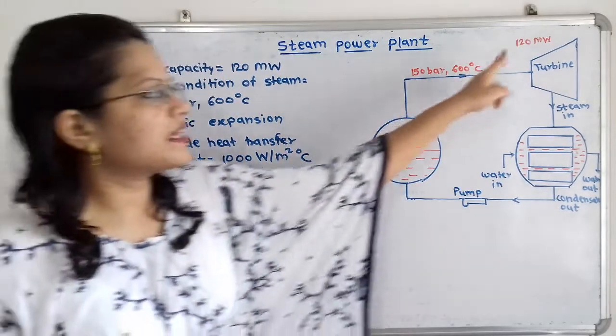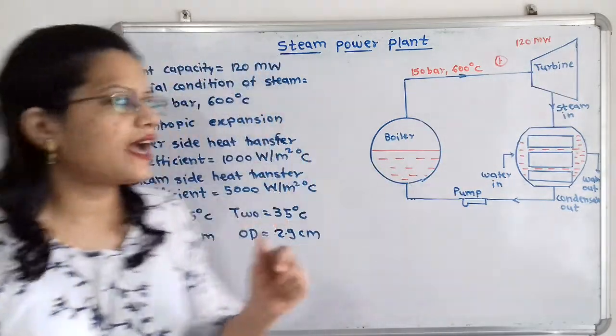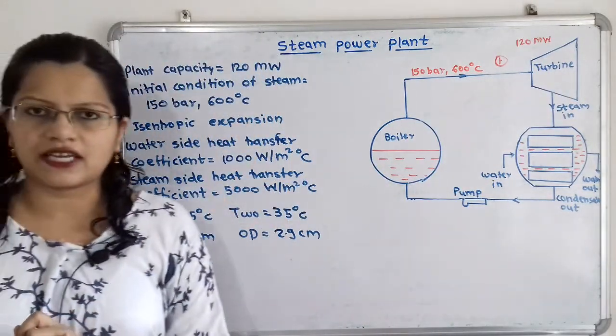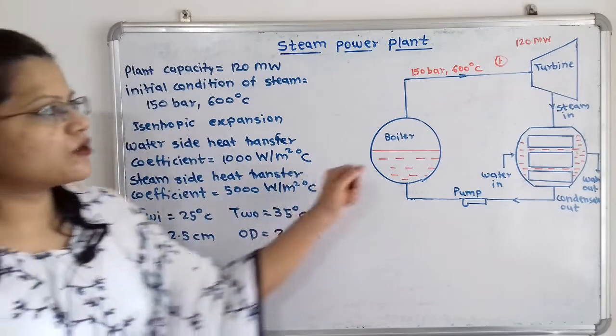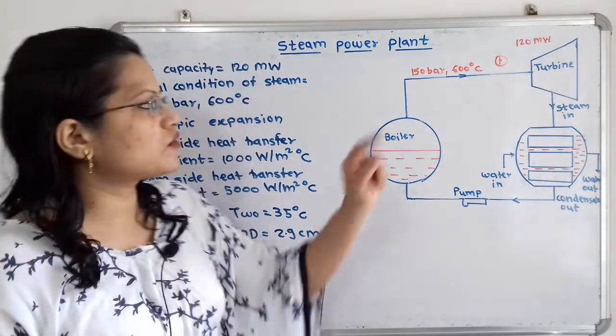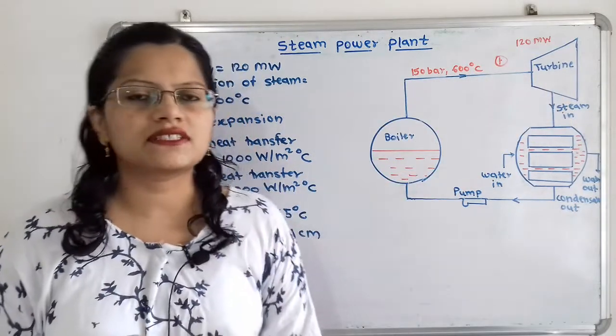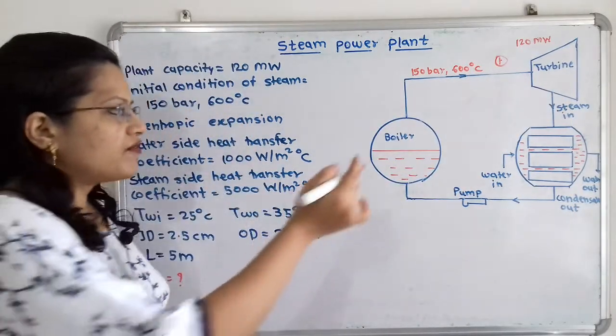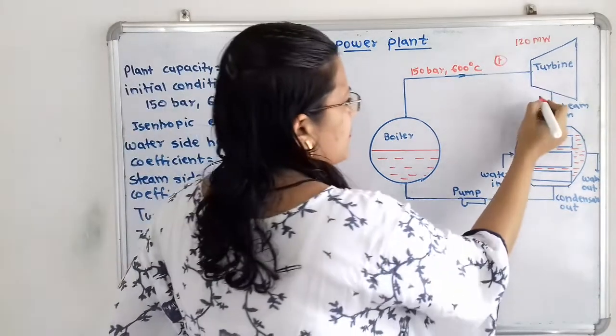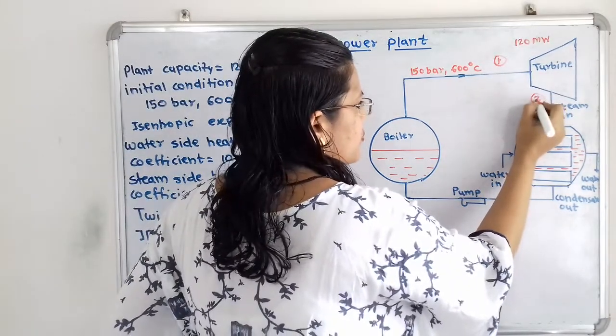Then when it is entering this turbine, isentropic expansion is taking place. Due to this isentropic expansion, entropy remains constant and the pressure as well as temperature of the steam decreases. So after coming out of the turbine, we will consider the point 2.